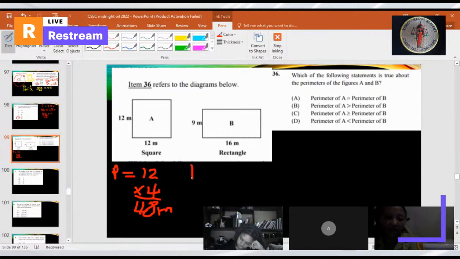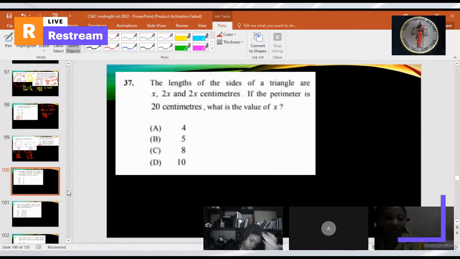Perimeter of B is what? It is 32 plus 18. So 2 times the length, 2 times 16 is 32, plus 2 times the width, 2 nines are 18, and that gives 50. So we have 48 for A, 50 for B. So which of these? The perimeter of A is less than the perimeter of B. Which letter? D. Correct.